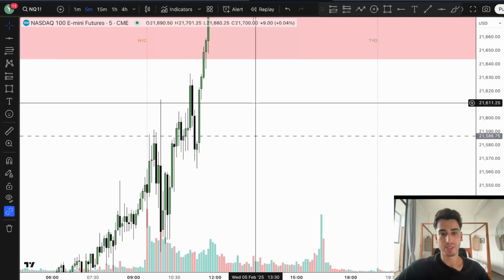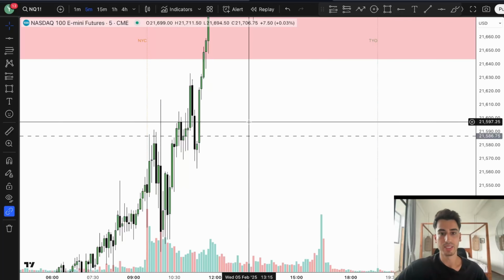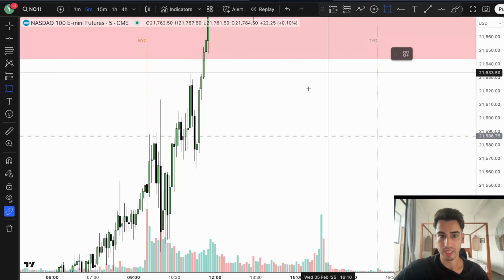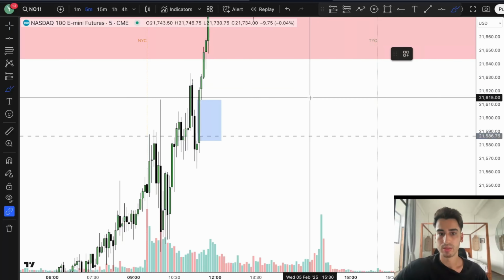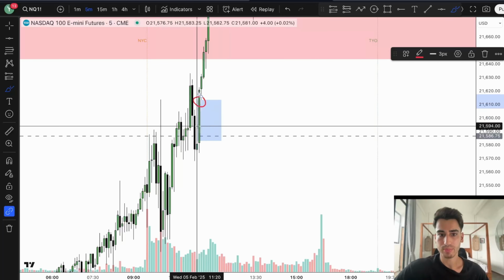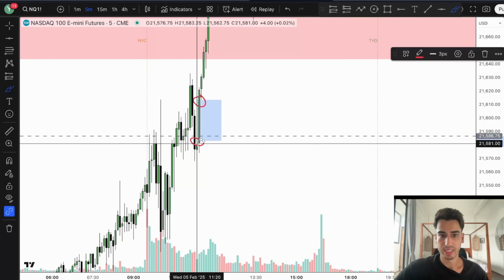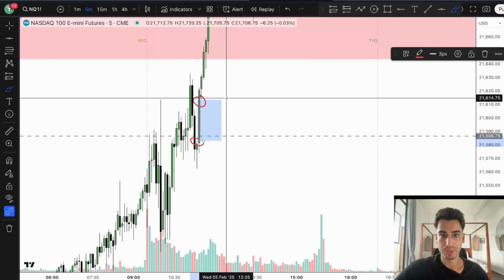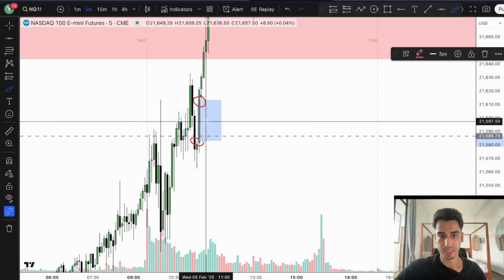I'm going to try to keep this as simple as possible without getting too detailed, but it's where price leaves an imbalance. Basically price leaves a big gap. So we have a wick here and a wick here. And price just had a big push up. There's our imbalance here. That's the fair value gap.